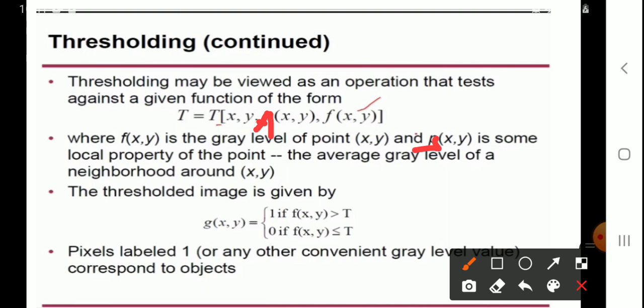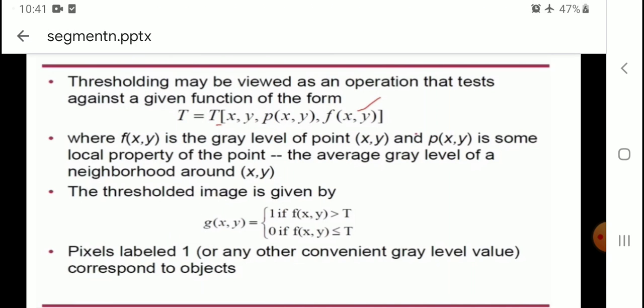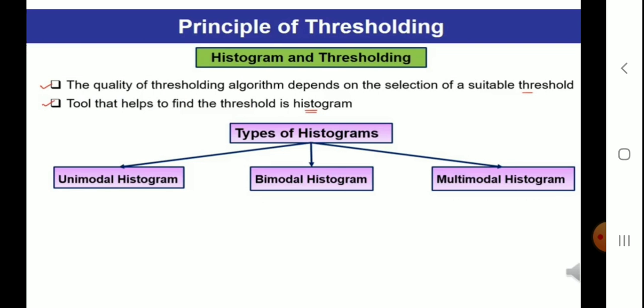The thresholded image is given by g(x,y) equal to 1 if f(x,y) is greater than the threshold value, otherwise it is 0 if f(x,y) is less than or equal to T. The pixel labeled 1, or another convenient gray level value, corresponds to the object. If we are talking about the histogram of the image, based on the histogram we can divide the thresholding concept. The quality of the thresholding algorithm depends upon the selection of a suitable threshold. One tool that helps to find the threshold is the histogram. The types of histogram are unimodal, bimodal, and multimodal.